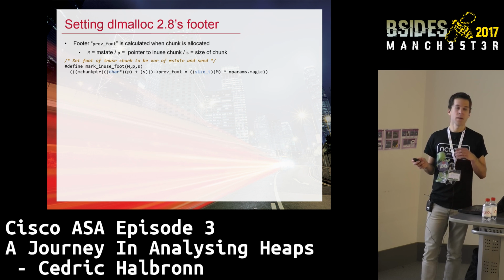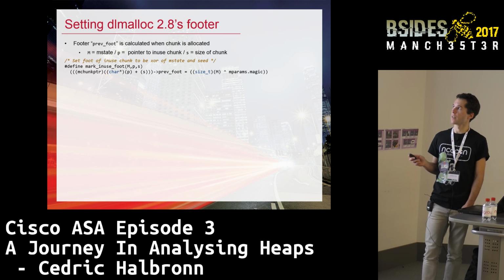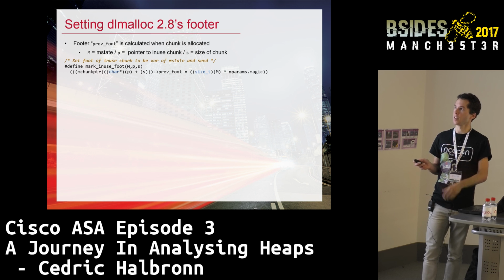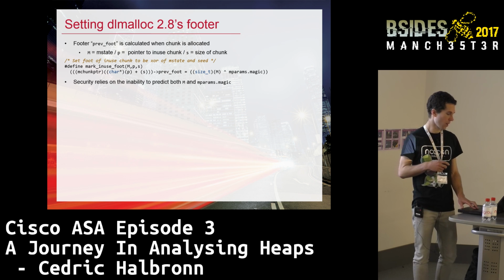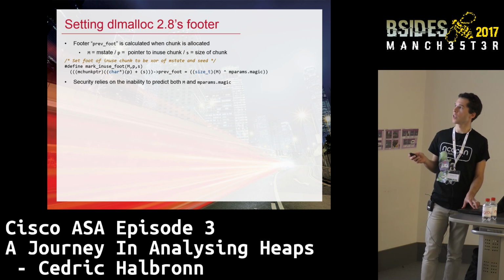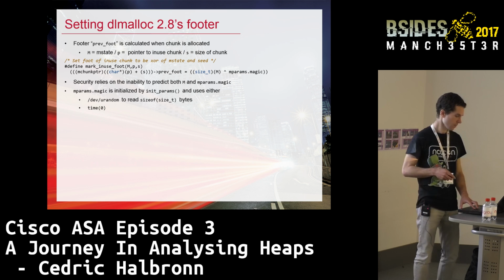Prevfoot is calculated when the chunk is allocated. So if you have the address of the mstate M, P the pointer to the in-use chunk, and S the size of the chunk, it's going to take P, the chunk, plus the size to point to the next chunk, take the prevfoot field and set it to the address of the mstate XOR this magic. And this magic is like a global magic. So we can see that the security relies on the inability to predict both M and the magic.